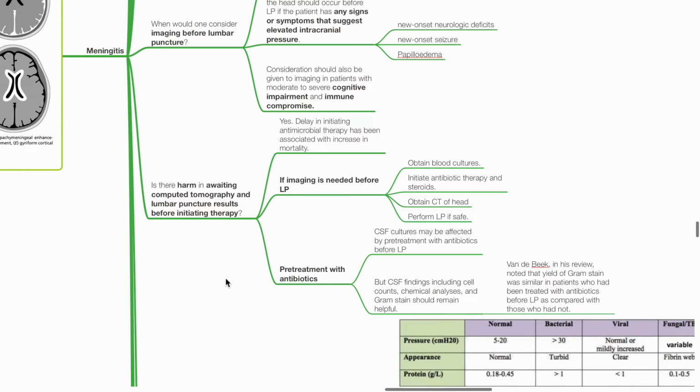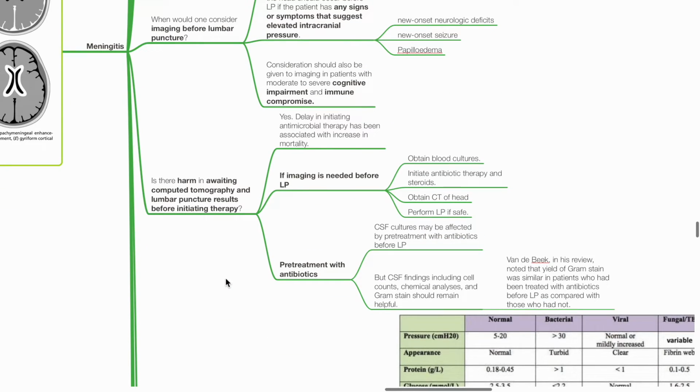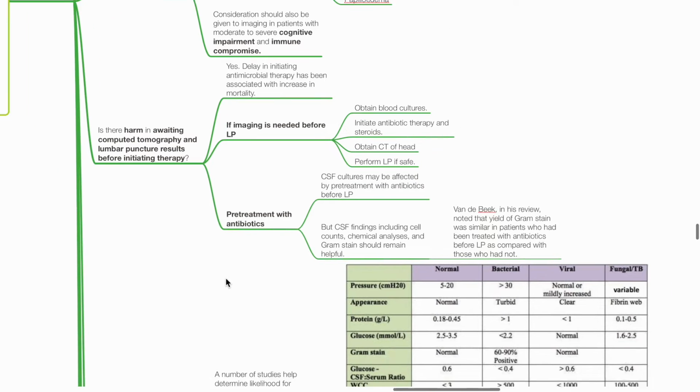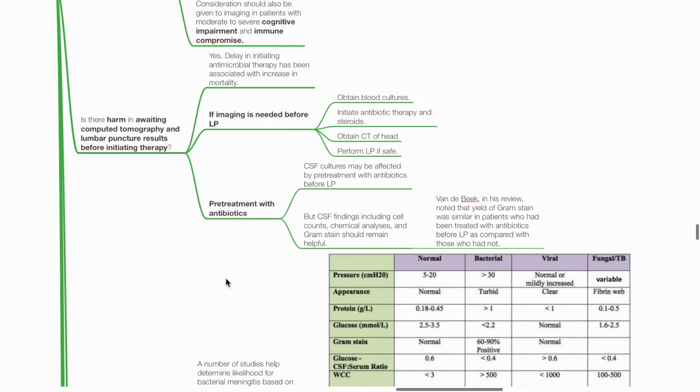Is there harm in awaiting CT and lumbar puncture results before initiating therapy? Yes, delay in initiating antimicrobial therapy has been associated with increased mortality. If imaging is needed before LP, obtain blood cultures, initiate antibiotic therapy and steroids, obtain CT head, and perform LP if safe. Regarding pre-treatment with antibiotics, CSF cultures may be affected by pre-treatment with antibiotics before LP, but CSF findings including cell counts, chemical analysis, and gram stain should remain helpful.